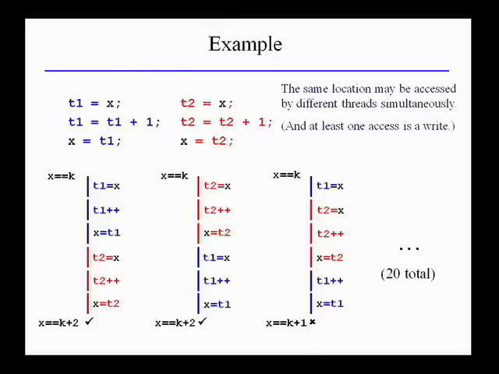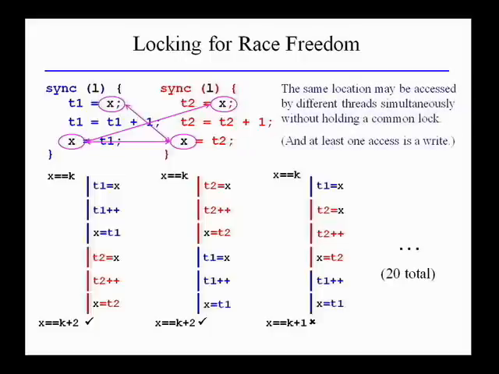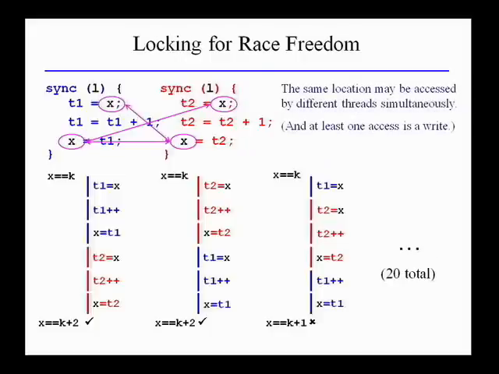And as we said before, the same location, what was the condition under which we actually had the race? The same location has to be accessed by different threads simultaneously, and at least one of those accesses is a write. Okay, so in this case, the write to the shared variable x. All right, and then the other one is the read of x. So here we have a race between this write, and between this read and this write, and also between that read and that write. Okay, those are all the potential races in this little fragment.